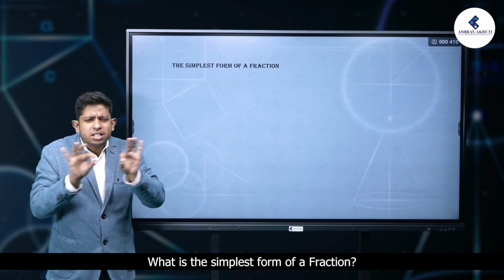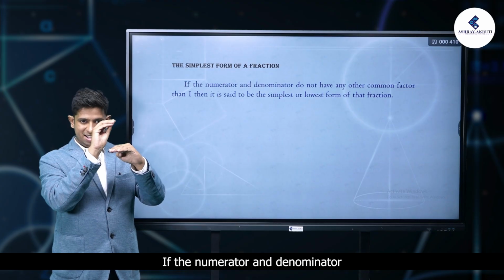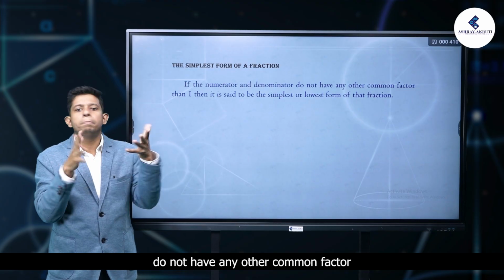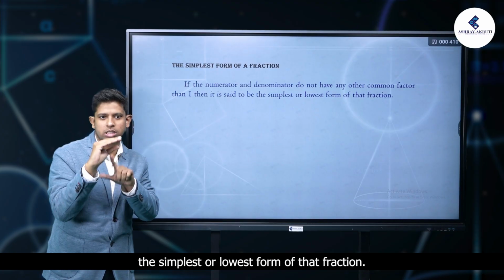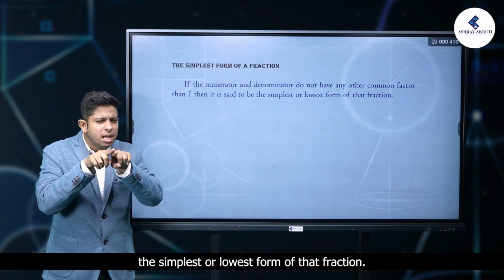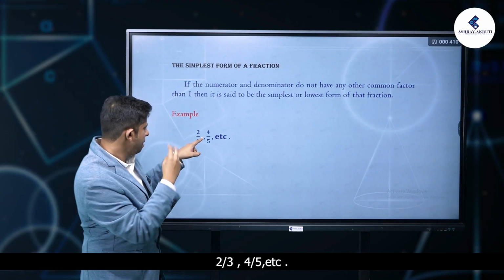What is the simplest form of a fraction? If the numerator and denominator do not have any common factor other than 1, then it is said to be the simplest or lowest form of that fraction. Example: 2 by 3, 4 by 5, etc.